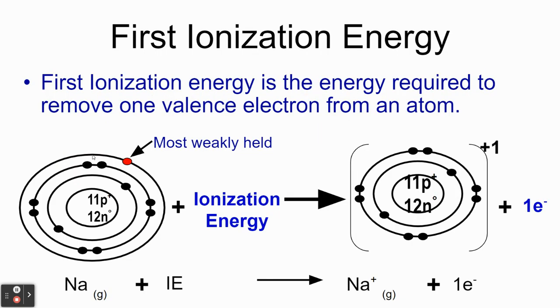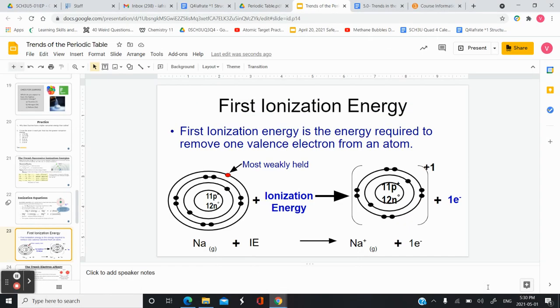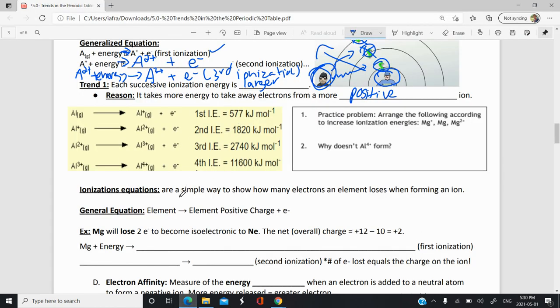And over here we can see our first ionization energy. We're just removing the first outer electron. So Na gas plus the ionization energy produces Na+ and one electron. And so you can do that for a variety of different elements. It's good to take a look at the aluminum one because it's a good example of several ionization energies. So let's go ahead and arrange the following according to increasing ionization energies. So basically what this means is from smallest to biggest.